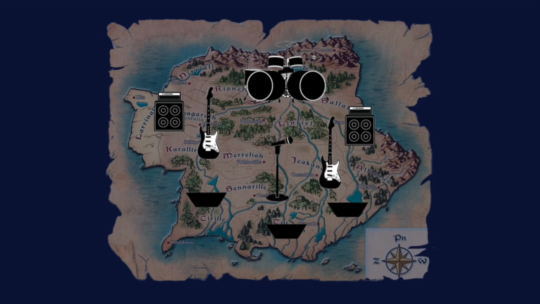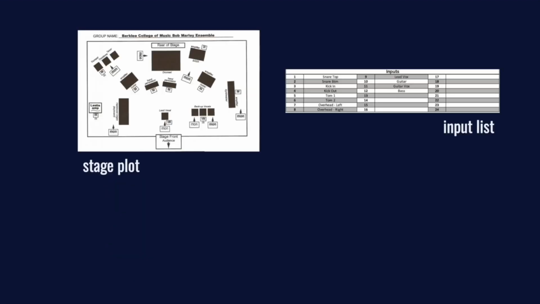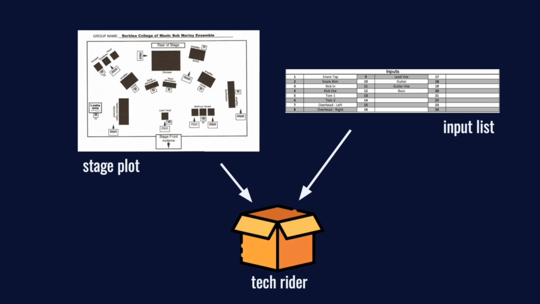A stage plot tells everyone involved in producing a concert where a band's instruments and equipment should be placed on stage. It usually goes hand in hand with an input list, which tells the audio engineer exactly which mics and direct inputs to feed into the sound system. Both of these documents can be grouped together into a larger, more comprehensive document called a tech rider, which basically outlines all of a band's technical needs for the venue. But for today, I'm just going to focus on the stage plot itself.